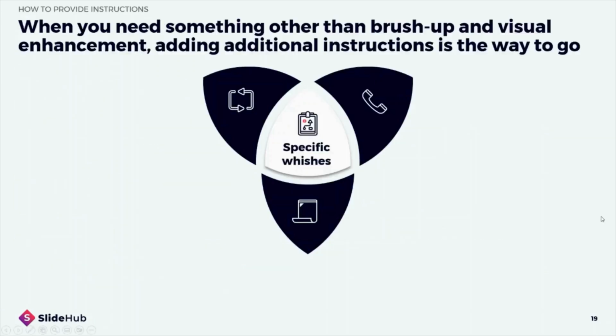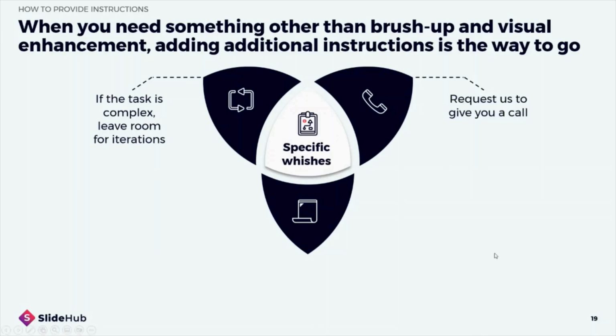When you need something beyond brush up or visual enhancement, it's really helpful to add clear instructions. If you already know your slides will need something more specific, make sure to write that either directly on the slides or in your task description. For more complex projects, we always recommend leaving room for iteration. That way, we can align better and fine-tune the final result. And of course, if needed, we're happy to jump on a quick call to clarify any details. Most tasks are handled easily over email, but sometimes a short call makes everything smoother.